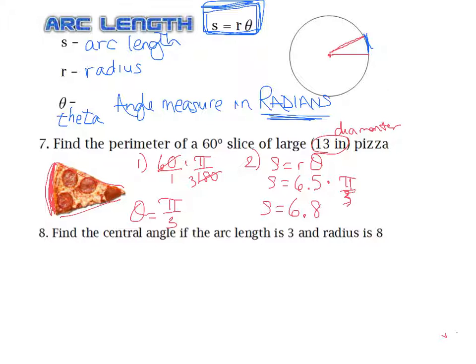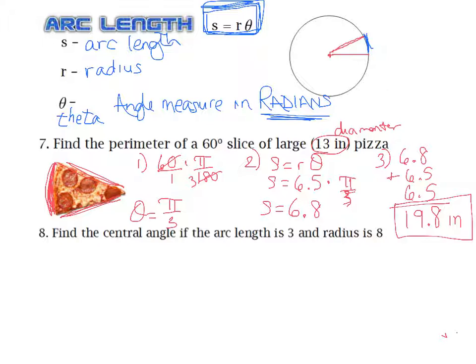But remember, we're looking for perimeter. Not only do I need to take that arc into account, I need to take these two sides. Well, those are just radii of the pizza, and those would be each 6.5. Step 3 is to take my 6.8, add the two radii, the 6.5 and the other 6.5, and I'm going to end up with 19.8, and that would be measured in inches. That's the perimeter. So several things that you have to think about as you do that problem.